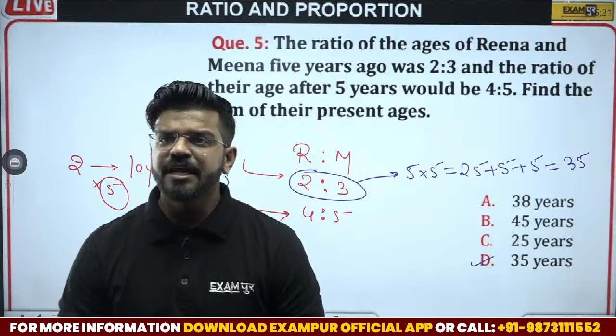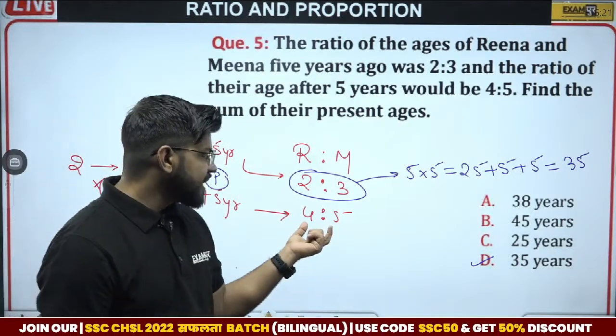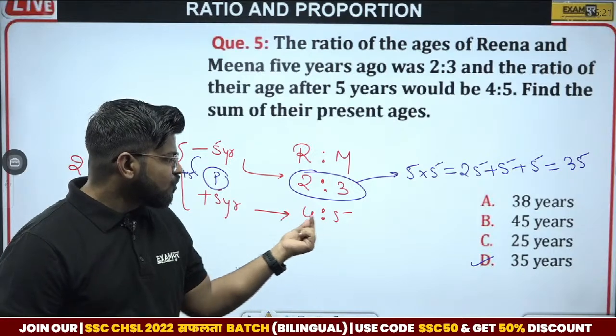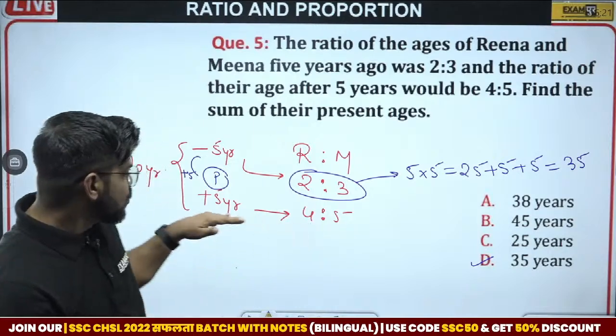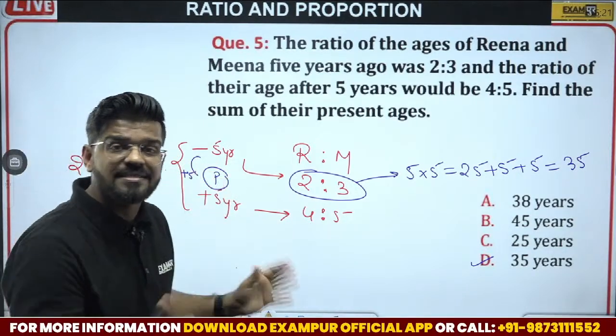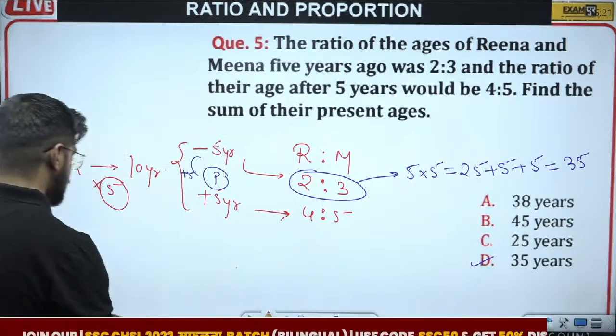Clear? Yes, very good Vinod. 35 years is the right answer. You can also play with this one: here 4 and 5 make 9, and 9 times 5 is 45. But we have to go 5 years back, so subtract 10 from 45. You also get the same answer. Very good all of you.